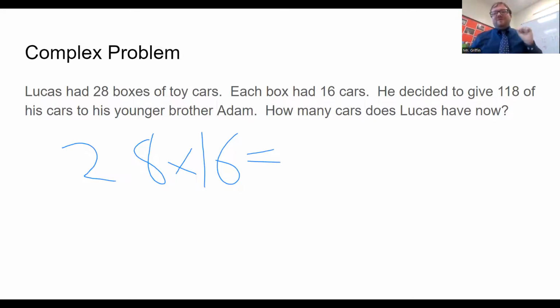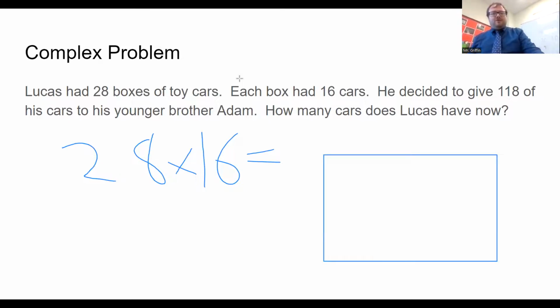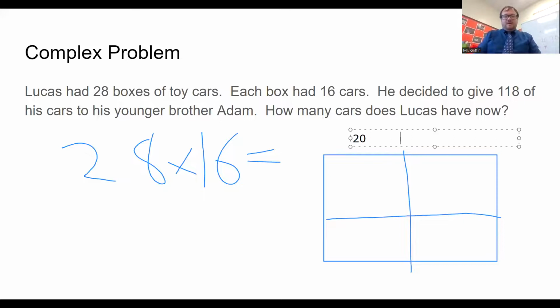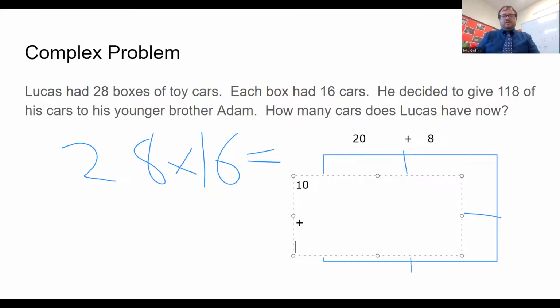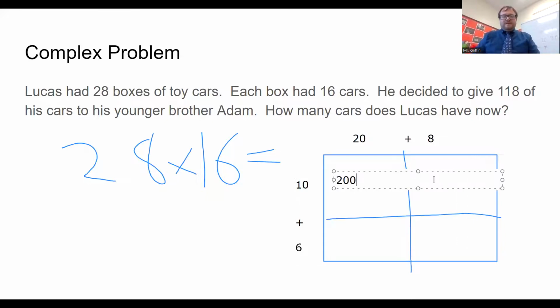All right, hopefully you figured out the answer for 28 times 16. I'm just going to real quick do an area model so we make sure we're on the same page. So 20 plus 8, 10 plus 6. All right. 10 times 20 is 200. 10 times 8 is 80. 20 times 6 is 120. 8 times 6 is 48.